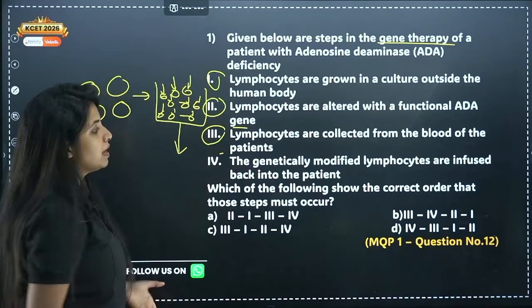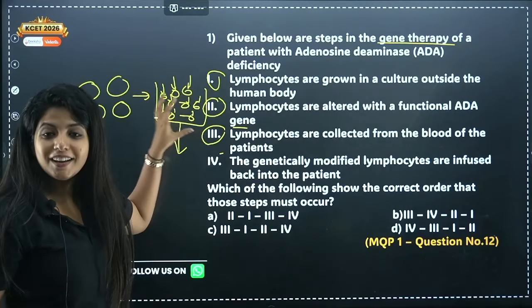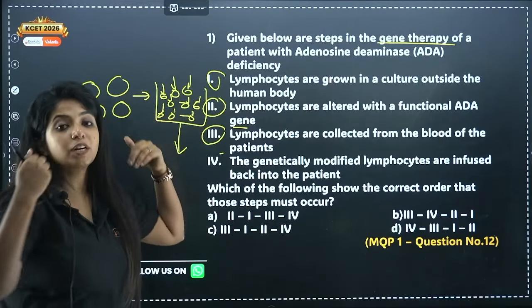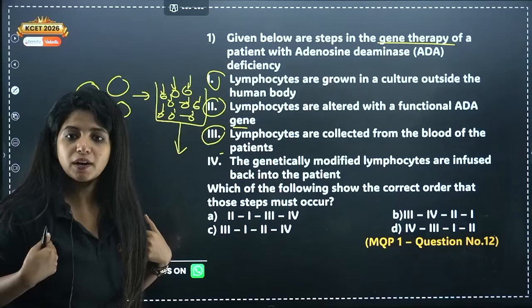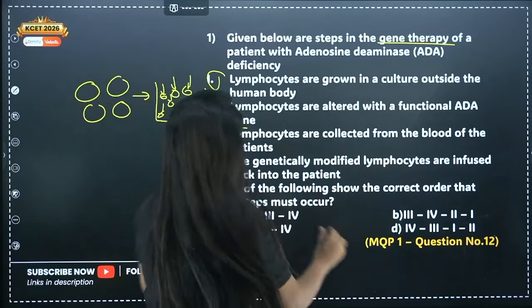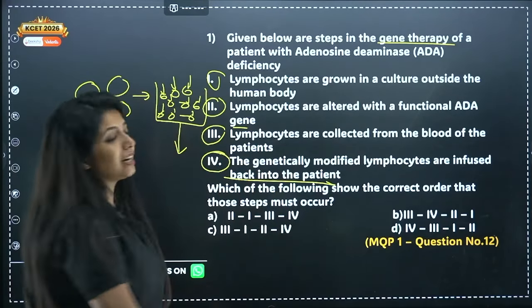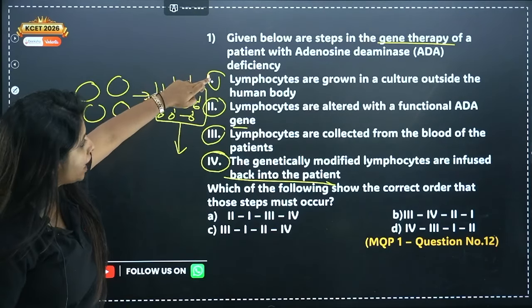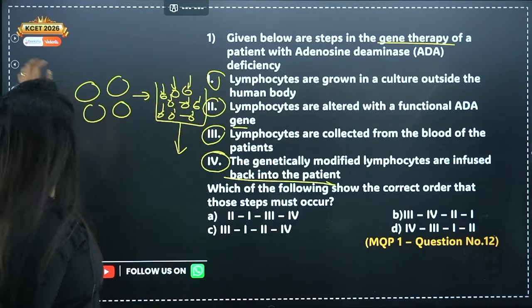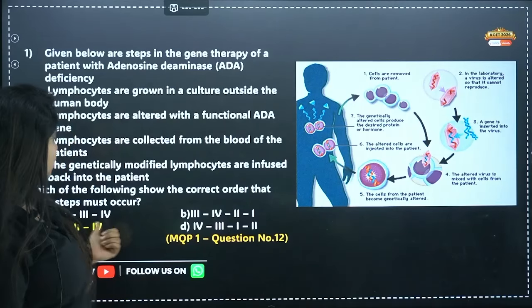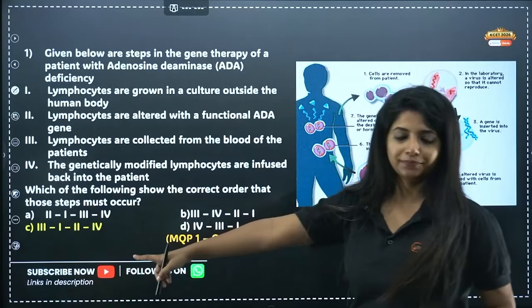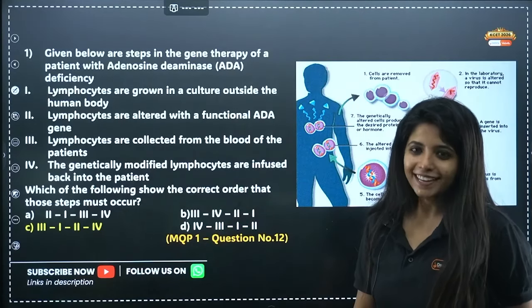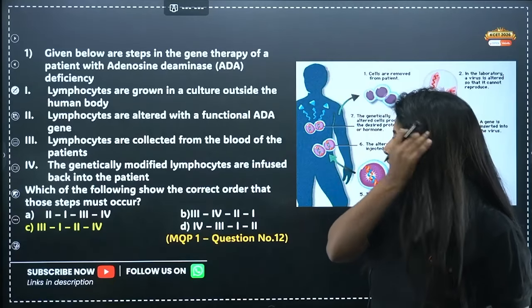Done? Yes, ma'am. Now, everything is clear. What we do is take these cells and put them back inside my body. So genetically modified lymphocytes are infused back into the patient. That is the next step. So basically we have 3, then 1, then 2, and then 4. So your answer for this question would be 3, 1, 2, 4, option C. Okay, clear?